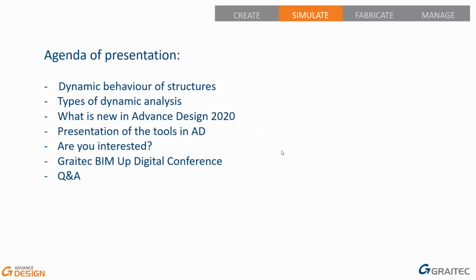So for the agenda of our presentation today, first of all, I will talk about the general dynamic behavior of structures. Then we will go through types of dynamic analysis. Then we will mostly focus on Advance Design, what's new on this subject in Advance Design 2020. After that, I will have the presentation directly inside AD, and I will show you how to use these new tools on dynamic analysis. Then we will see some slides, in case you are interested in Graitec software, where or how you can contact us.